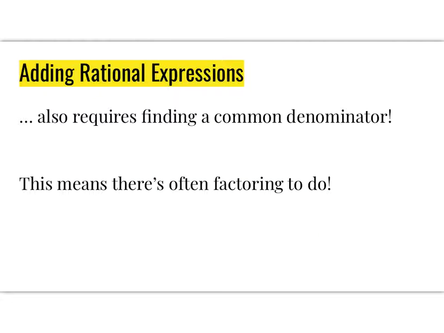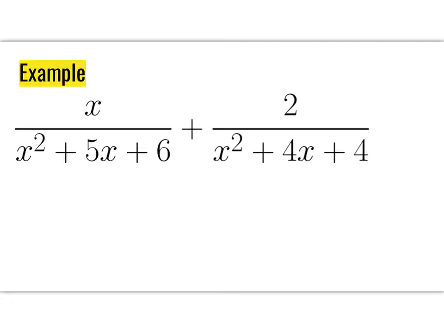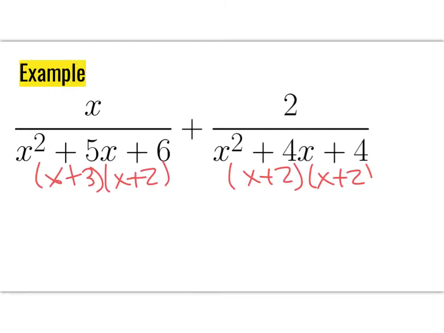Adding rational expressions also requires finding a common denominator, and this often means that we have some factoring in our future. For example, we have x over x squared plus 5x plus 6, and we're going to add to that 2 over x squared plus 4x plus 4. It would be very, very useful to us if we factored each denominator on our way to finding a common denominator, and we know that the first denominator is x plus 3 times x plus 2. The second denominator, x squared plus 4x plus 4, that'll factor as x plus 2 times x plus 2.